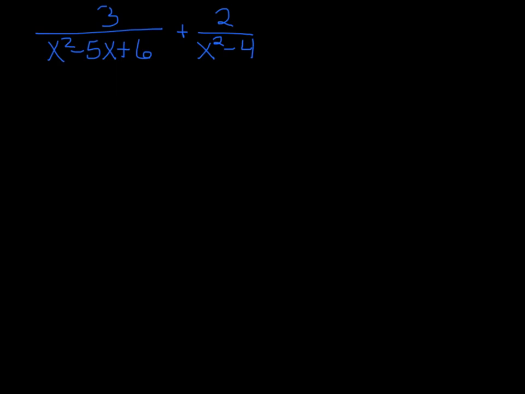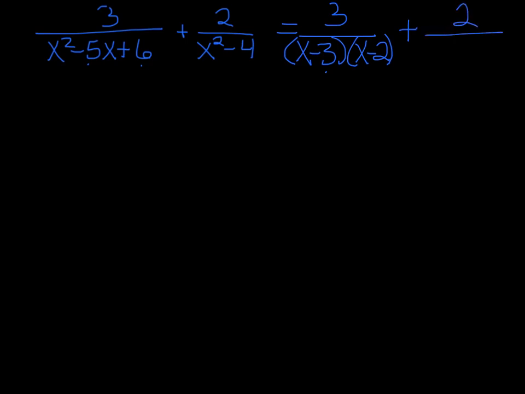All right, new problem. 3 over x squared minus 5x plus 6 plus 2 over x squared minus 4. And like I said in the last one, the first thing we want to do is factor. So I've got 3 over, and then I'm going to look at this. Factors of 6 that add to negative 5 would be not 6 and negative 1, because that would give you positive 5. Not negative 6 and positive 1, that wouldn't work either, but 3 and 2, or negative 3 and negative 2. So we're going to use x minus 3 and x minus 2. Because negative 3 times negative 2 is positive 6, and negative 3 plus negative 2 is negative 5.